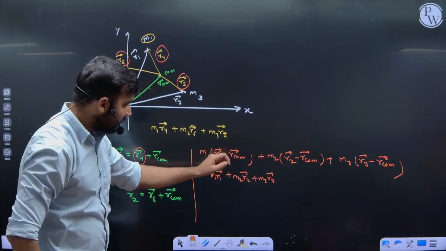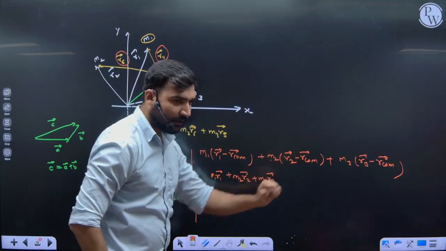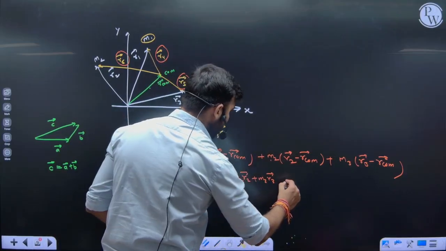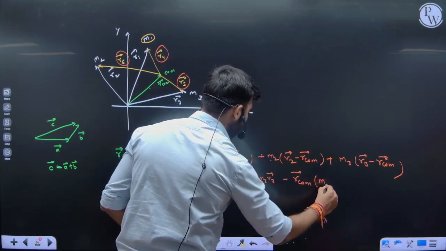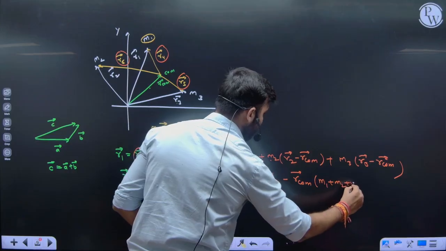Minus M1 RCOM, M2 RCOM, M3 RCOM, yes. So what I am doing now is taking RCOM common and writing M1 plus M2 plus M3.